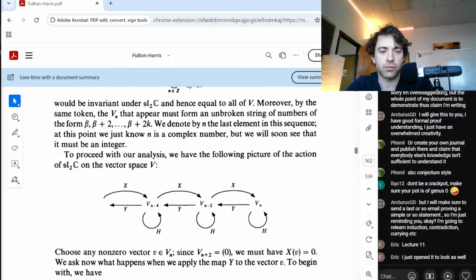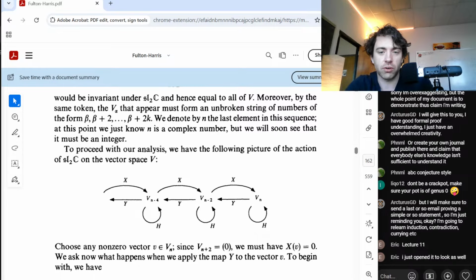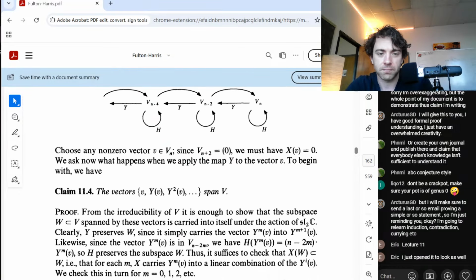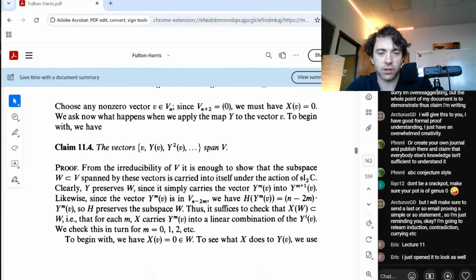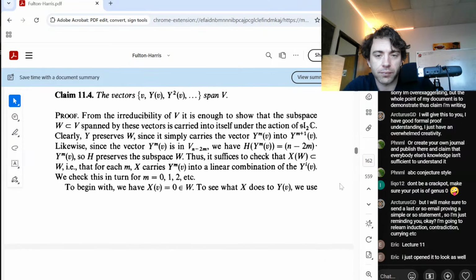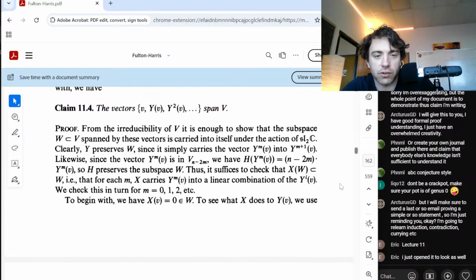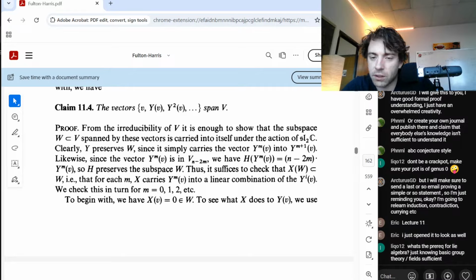They must form an unbroken string of numbers. Yeah. We'll use n to denote the last element in the sequence. At this point, we just know n is a complex number, but soon we'll see it as an integer. Right, I guess this is the claim that these vectors span. So I suppose we need to prove this first. He uses y, x, and h, but I suppose this proof isn't too hard to show. Maybe I'll leave this part to you.